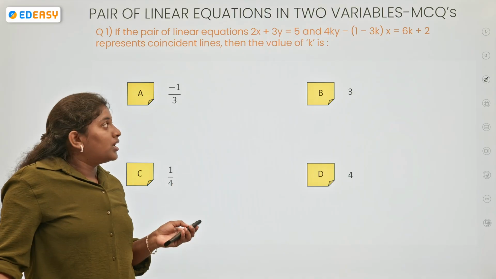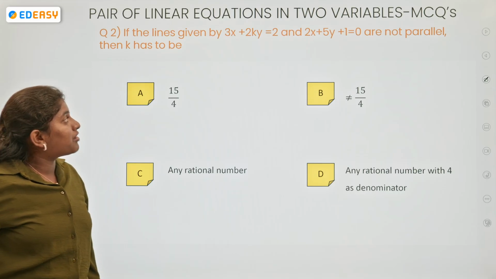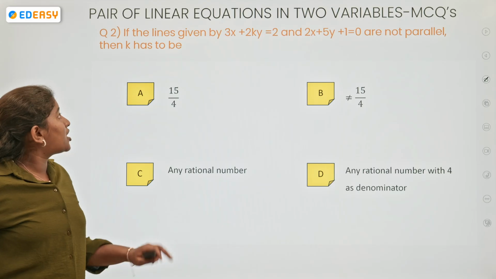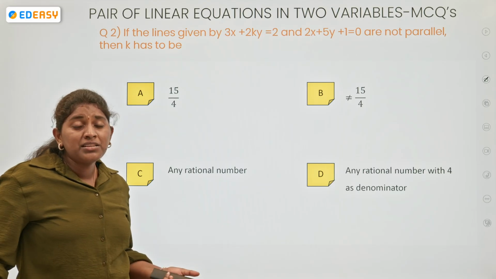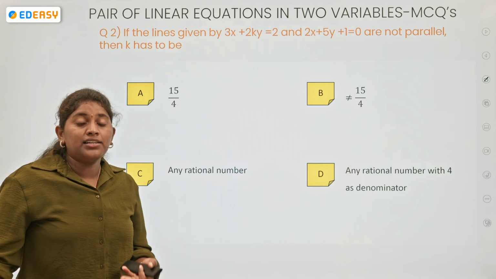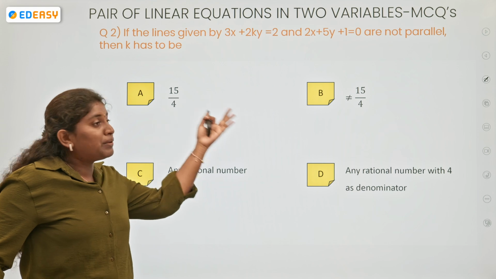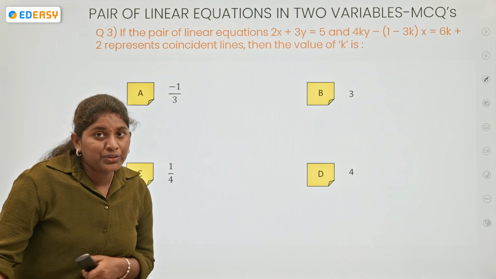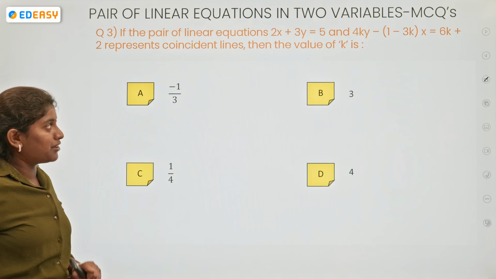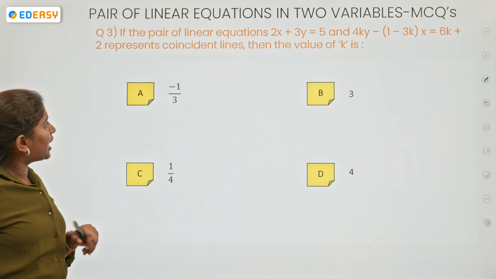Okay, now moving to the next. If the lines given by 3x plus 2ky equals 2 and 2x plus 5y plus 1 equals 0 are not parallel. Not parallel means what? They are intersecting lines, right? If they are not parallel, they will become intersecting lines. So use the intersecting lines condition and you will get the value of k. Moving to the next, if the pair of linear equations 2x plus 3y equals 5 and (4k minus 1)y minus 3k. I think this is the same question, right?